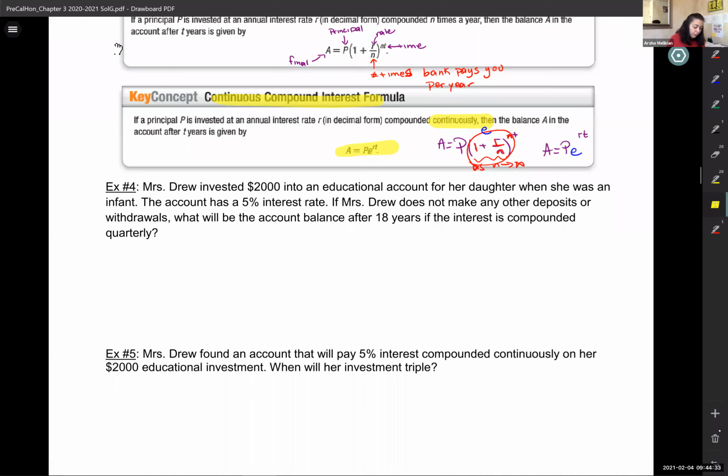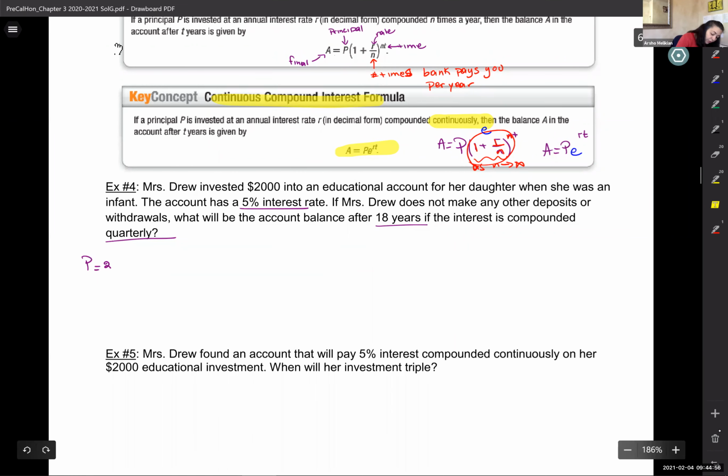Let's do some examples here. Mrs. Drew invested $2,000 into an educational account for her daughter when she was an infant. The account has a 5% interest rate. If she does not make any other deposits or withdrawals, what will be the balance after 18 years if the interest is compounded quarterly? Okay, so let's see what we got here.